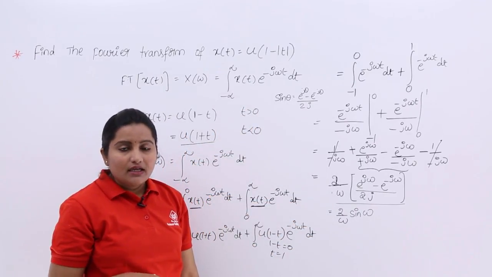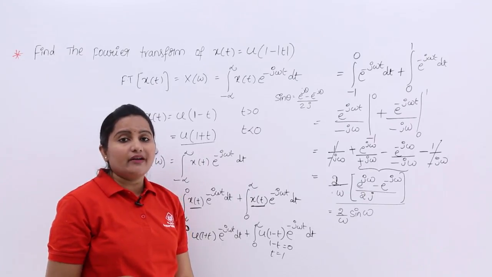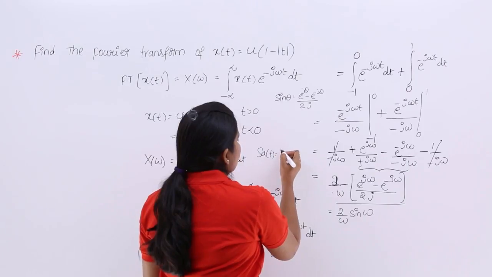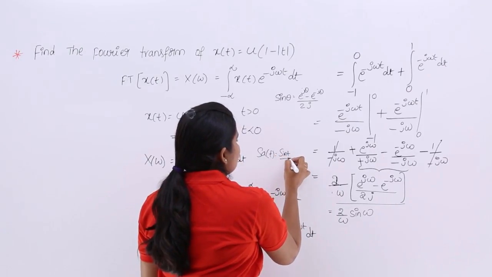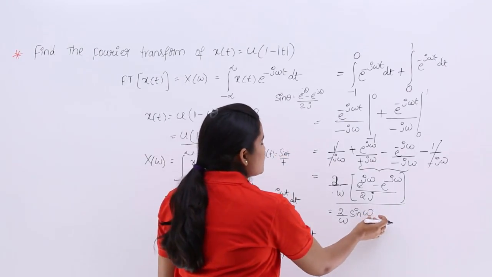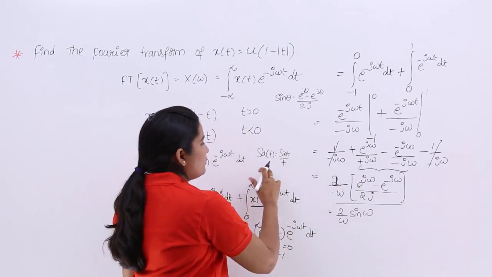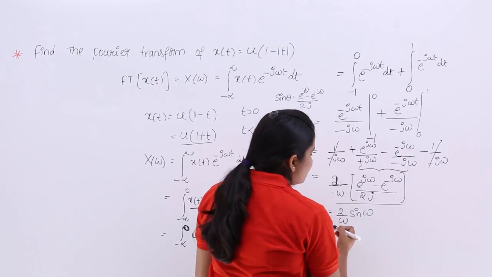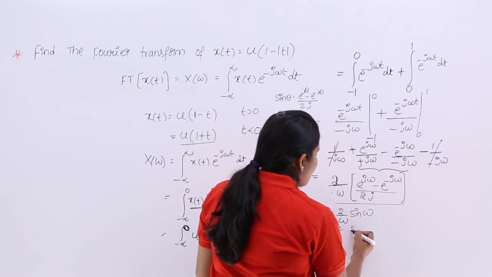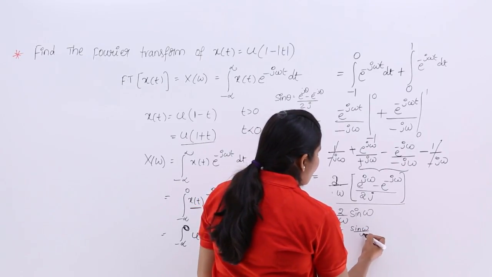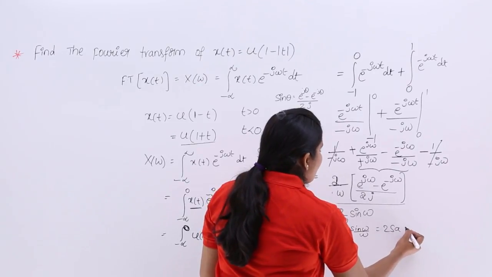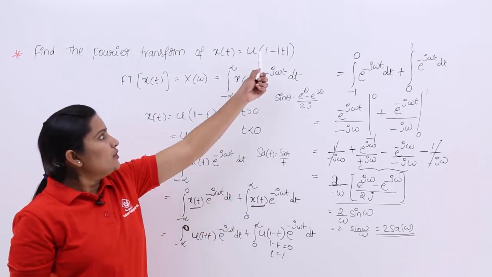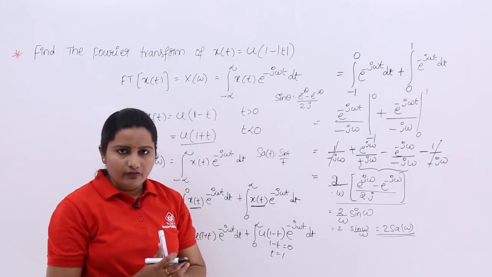For example, if they are asking in terms of the sampling function, SA of t is always equivalent to sine t by t. That means, when you are having the sine omega by omega form, then you can write SA of omega. So, I am just moving this omega inside, that means 2 sine omega by omega I am writing like this. 2 SA of omega will be your Fourier transform of u of 1 minus modulus of t.